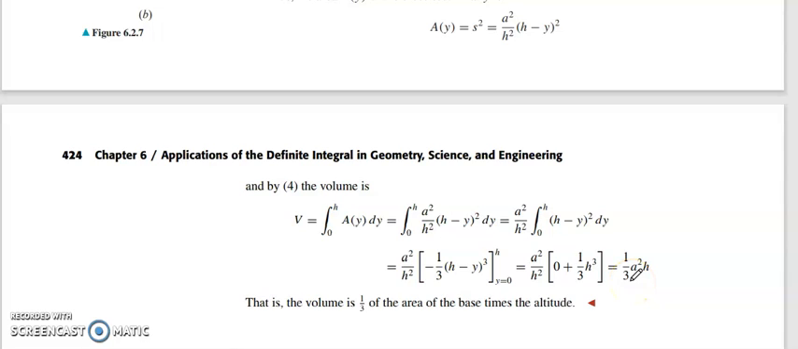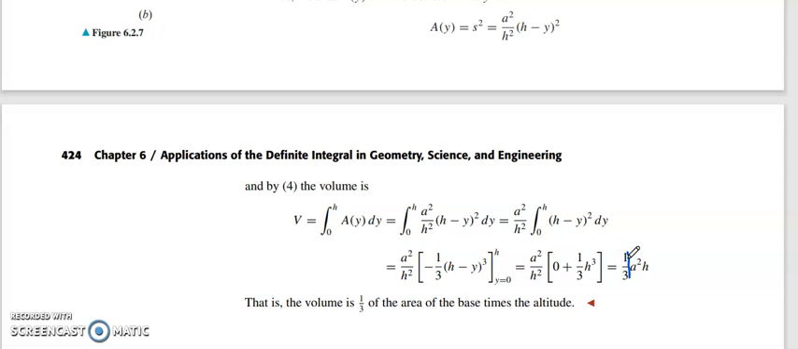So this is how you find the volume using the method of slicing. Okay, so we found the cross-sectional area, and then we integrate the cross-sectional area where the integral has limits which is the height.